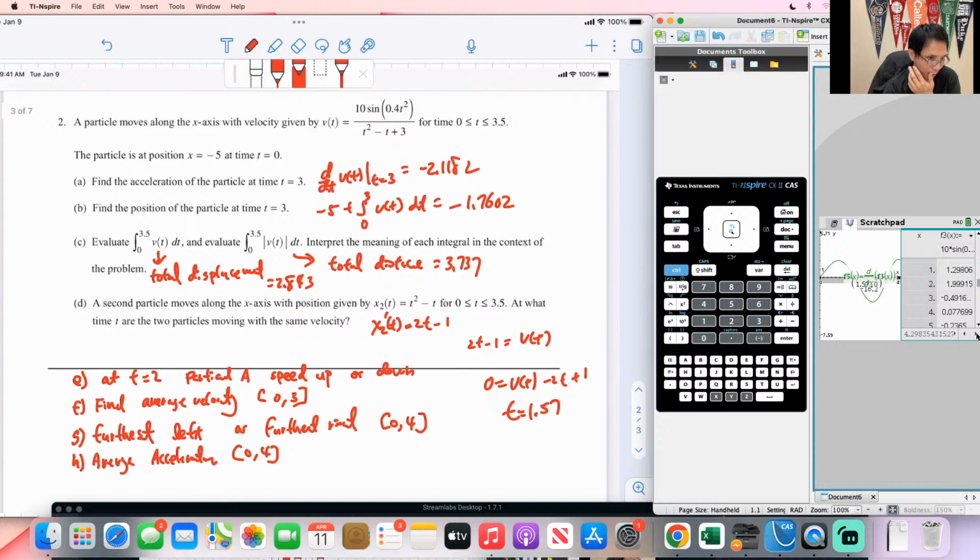F3 at 2. Oh, at 2, right? At 2 is 1.99 positive. And F5 is negative, so slowing down. Slow down, right? So V prime of 2 is equal to negative 1.29. And V of 2 is equal to 1.99. So therefore, slowing down. How do you find average velocity?